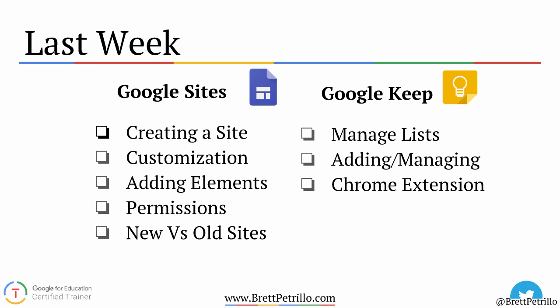Last week, we took a look at Google Sites and specifically how to create a site, how to customize your site to look and feel the way you want, adding elements to the site, and adjusting permissions. We also took a look at the new sites versus the old, or as Google refers to them, the classic sites. And after that, we explored Google Keep. We looked at how we could manage our lists and manage notes that we put into Google Keep. And we also explored the Chrome extension, which really makes Google Keep that much more beneficial on your desktop.